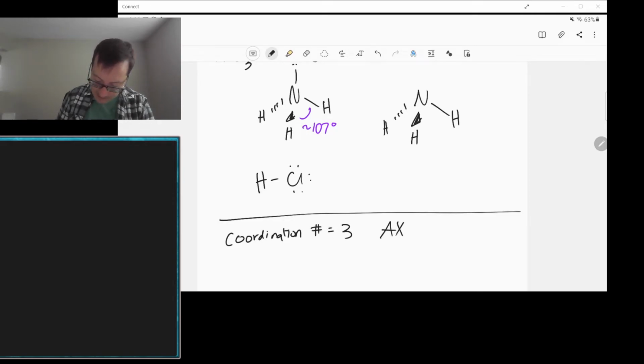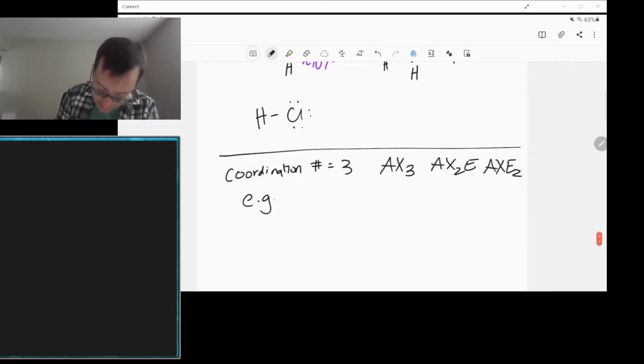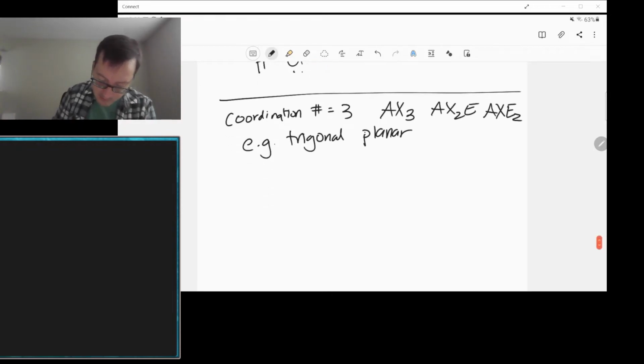That would be AX3 or AX2E or AXE2, which is not really a common one, but for the first two we have a couple of examples. I don't think I can think of any off the top of my head that are AXE2, but they would still be a coordination number of 3. The electron geometry for these is trigonal planar. For example, AX3, we have SO3.